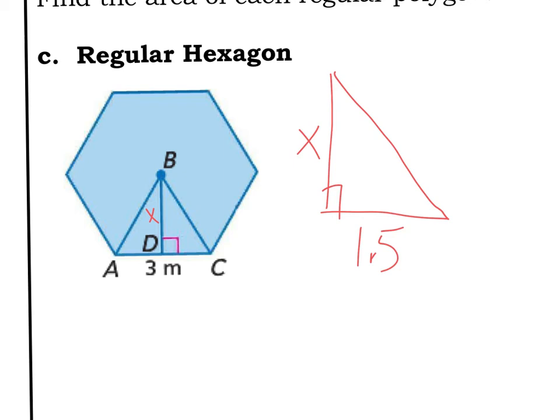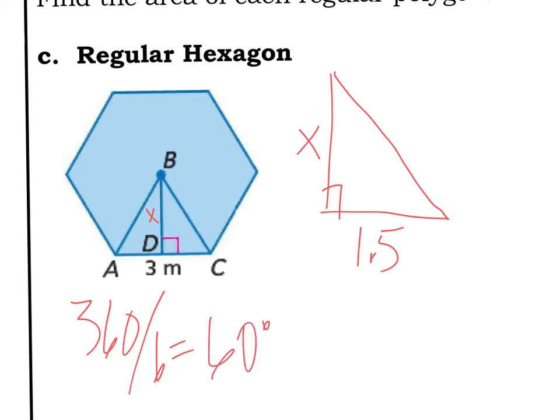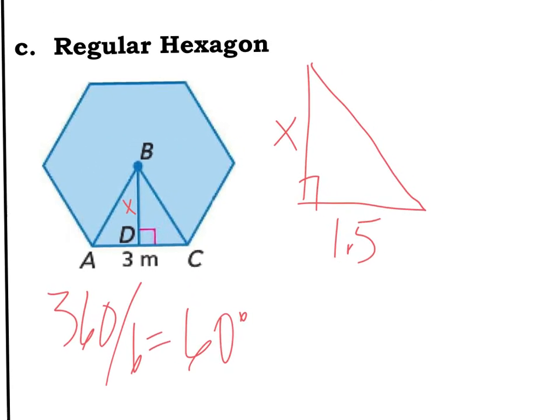And next thing I need to do is determine what my central angle is. So a hexagon has 6 sides. So do 360 divided by 6 and you're going to get 60 degrees. That means this whole angle is 60. So that means this angle is half of that, which is going to be 30 degrees. And so you have 30 degrees here at the top, 90 degrees at the bottom, and 60 degrees here. And so what we have is a 30, 60, 90 triangle.